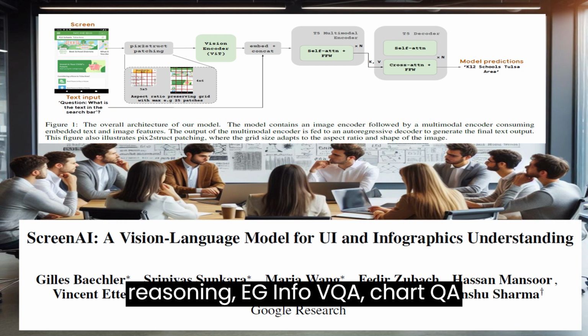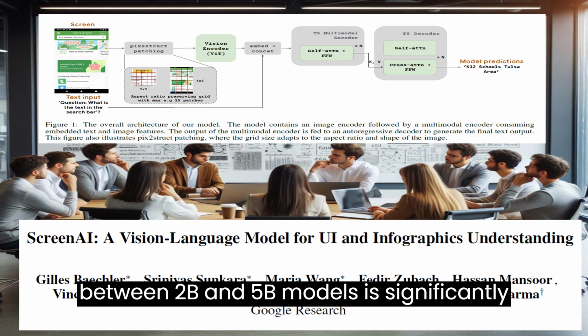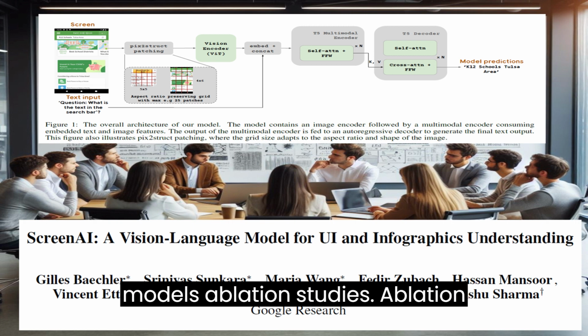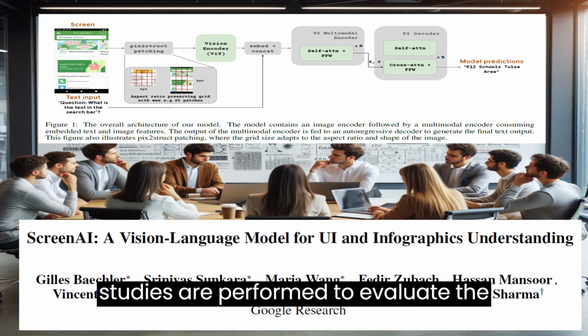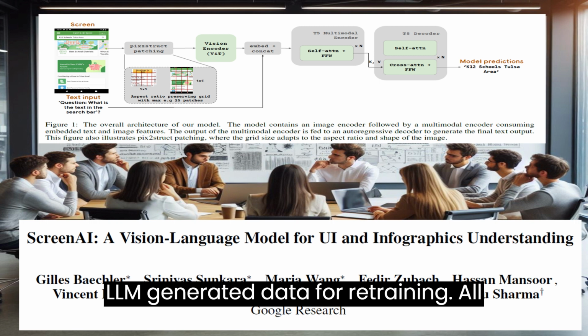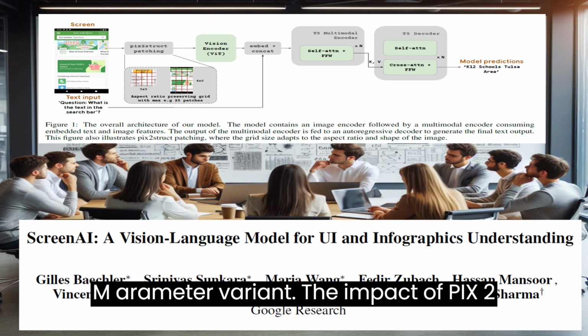On Info VQA, Chart QA, and complex screen QA, the improvement between the 2B and 5B models is significantly larger than between the 670M and 2B models. Ablation studies. Ablation studies are performed to evaluate the impact of Pix2Struct patching and using LLM-generated data for pre-training. All ablation studies are performed on the 670M parameter variant.